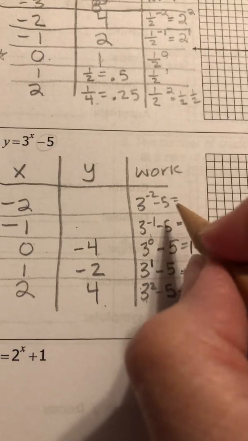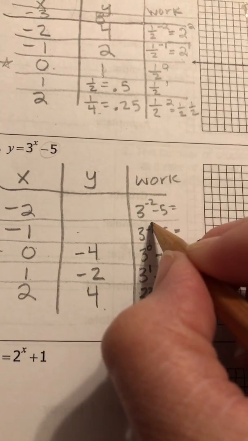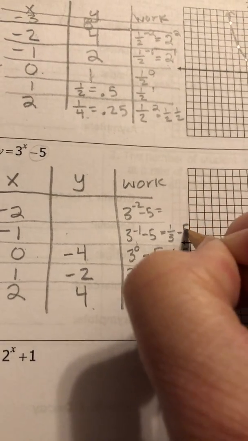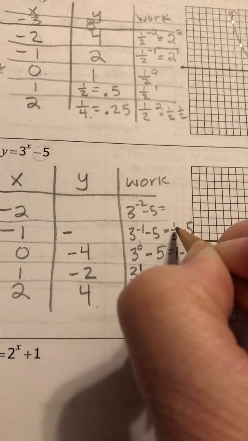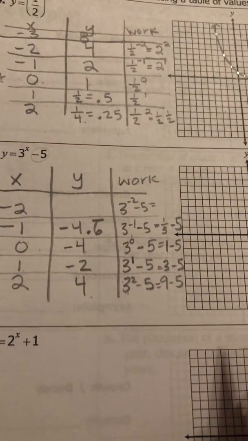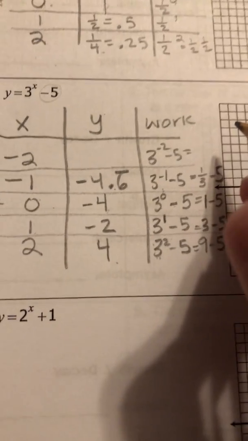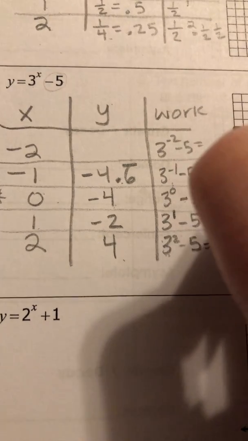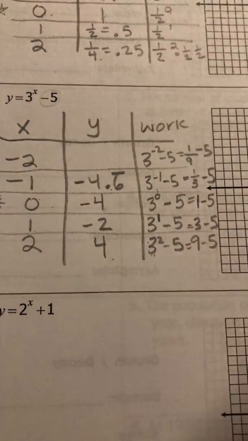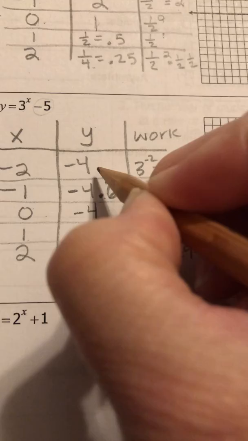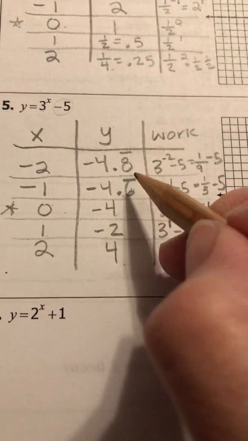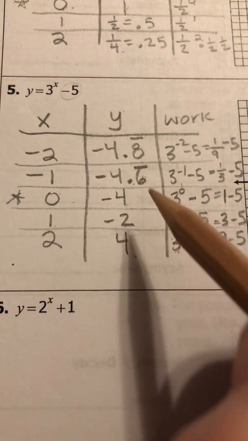Interesting. If I go back here, I know that 3 to the negative first power is 1/3, minus 5. This gets a little tricky. A third minus 5 is actually going to be negative 4 and 2/3 if you think about it that way. Likewise, 3 to the negative second power is equal to 1 over 3 squared, which I can just write as 1/9 minus 5. 1/9 minus 5 is negative 4 and it's going to be a decimal.